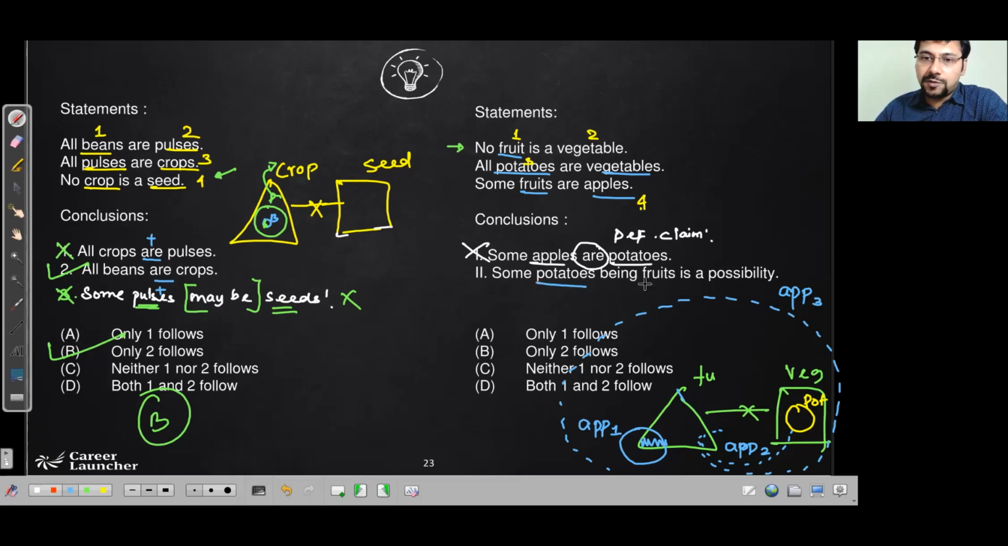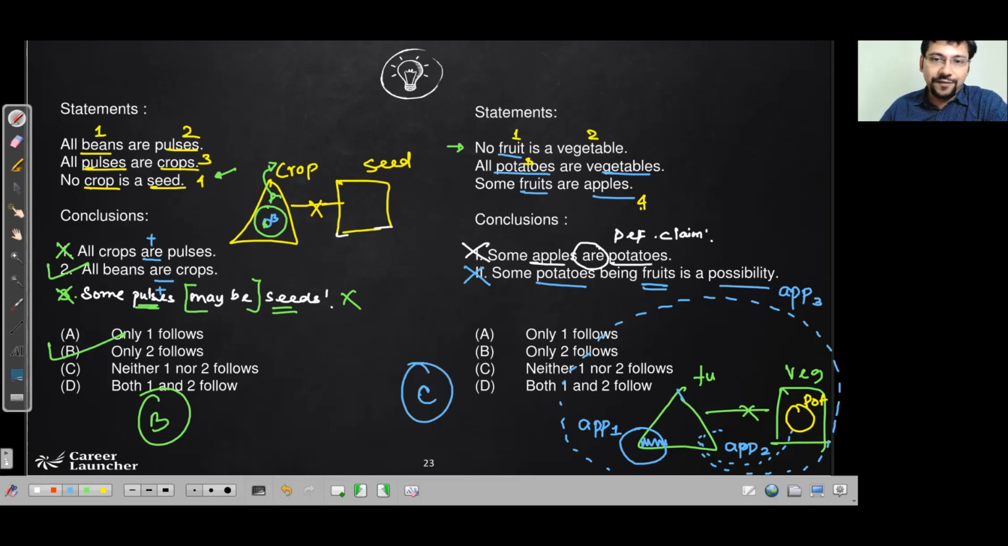Now, some potatoes being fruits is a possibility. I'm sure that potatoes being fruits is also not a possibility, because potatoes at max can be till vegetable and no vegetable is a fruit. So even this possibility is denied. So this is wrong. So in this case, the answer definitely goes as C.